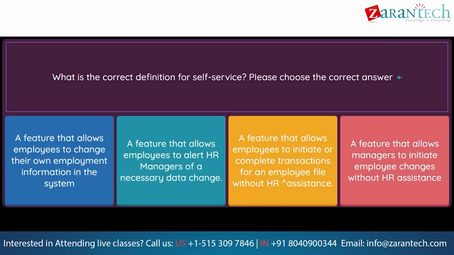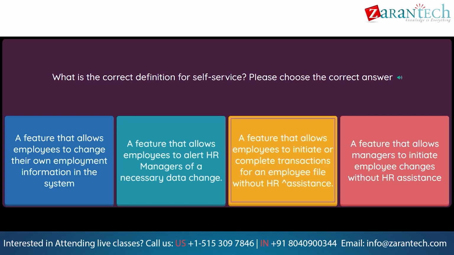Question: what is the correct definition for self-service? Please choose the correct answer. Option 1, a feature that allows employees to change their own employment information in the system. Option 2, a feature that allows employees to alert HR managers of a necessary data change. Option 3, a feature that allows employees to initiate or complete transactions for an employee file without HR assistance. Option 4, a feature that allows managers to initiate employee changes without HR assistance.